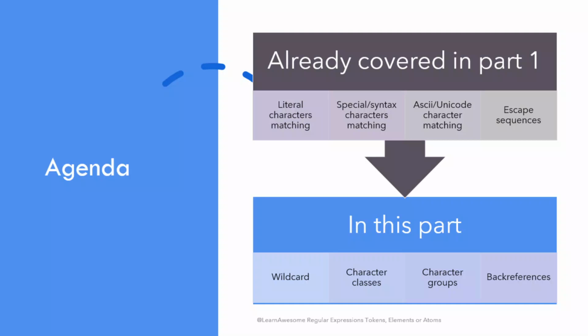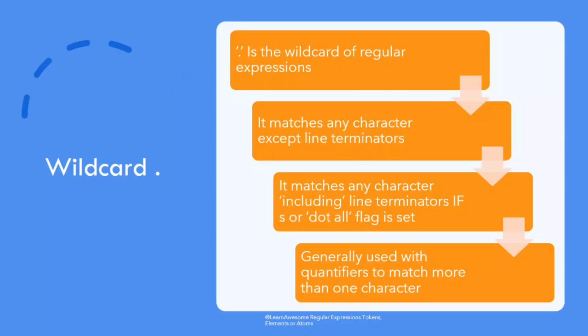In the first part, we covered literal characters, syntax or special characters. We looked at ASCII and Unicode usage and tried out escape sequences. In this part, we shall go over wildcard, character classes, character groups, and backreferences. So pretty interesting stuff coming our way. So we'll start with wildcards.